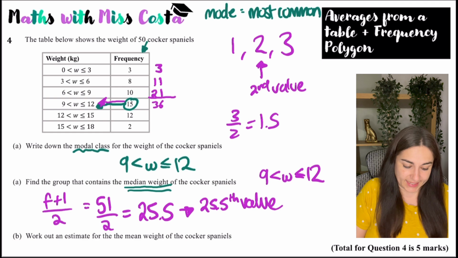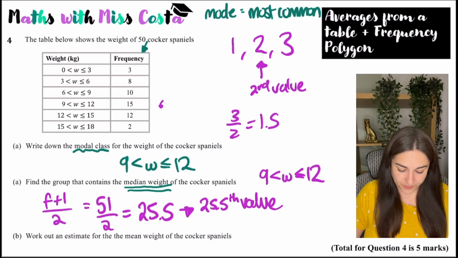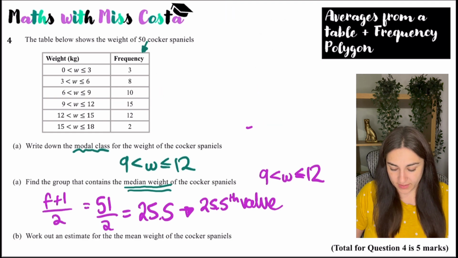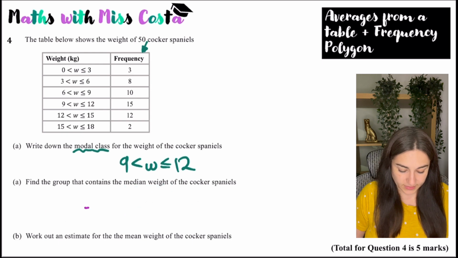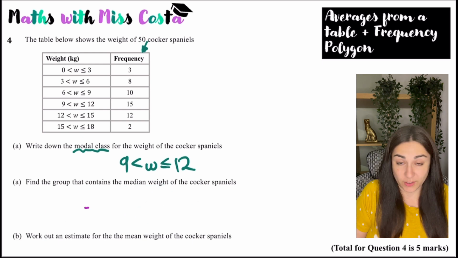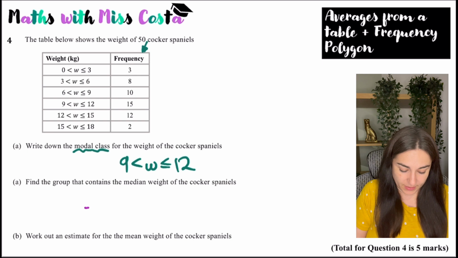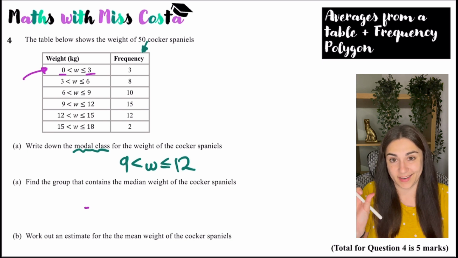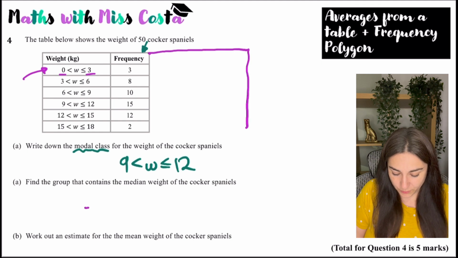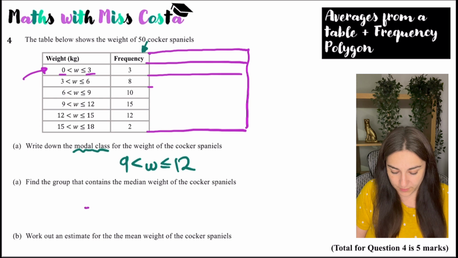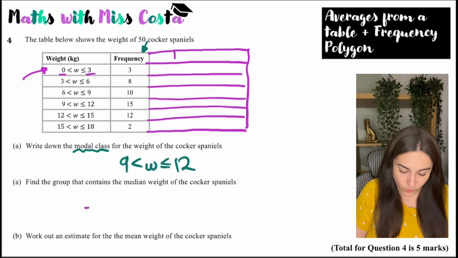And then the last thing is to calculate an estimate for the mean. So this is the mean one. This is the one that requires a lot of work. So what you need to do, if it's a grouped frequency table, so this is a grouped frequency table because there are 2 values that it can lie between, and if that is the case, then you're going to just want to draw 2 extra columns for yourself. You don't have to, you can just work out what the midpoint is. But I'm just going to do that just because why not?